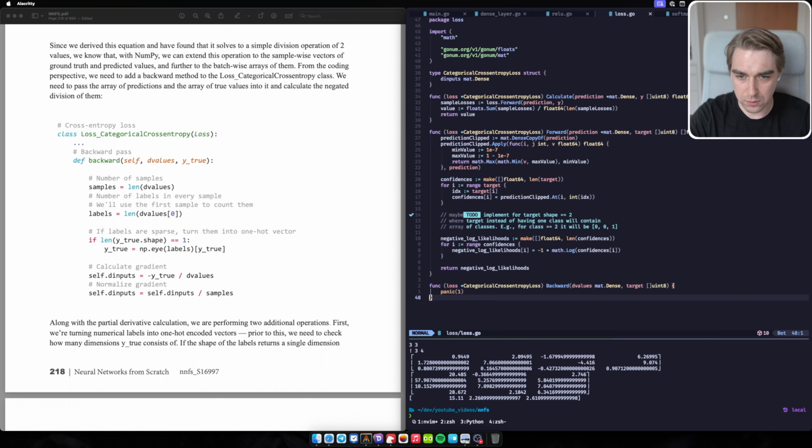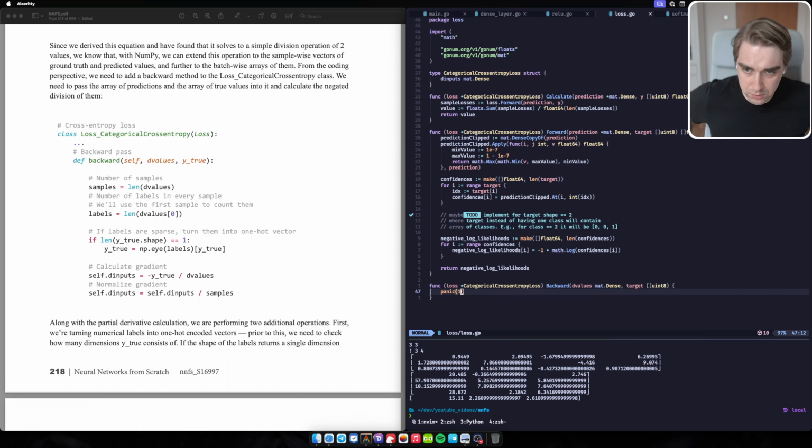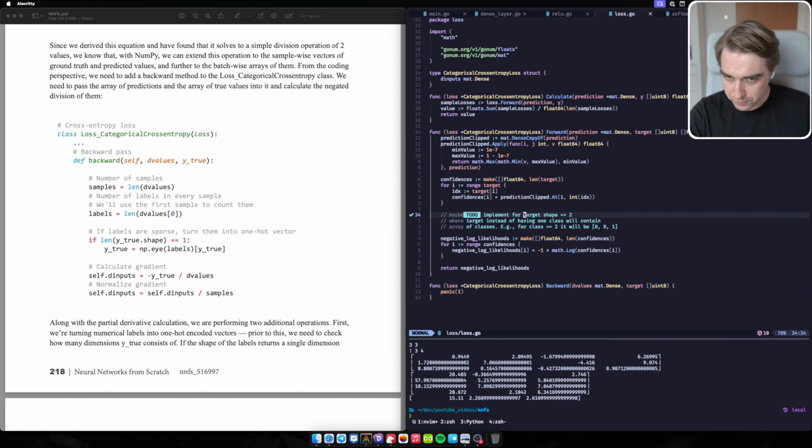Okay, so let's try it. I think this is the one. I did not implement it for the one-hot encoded case.